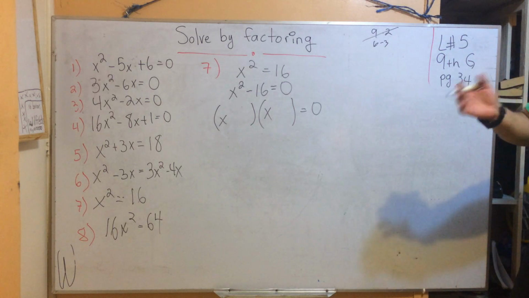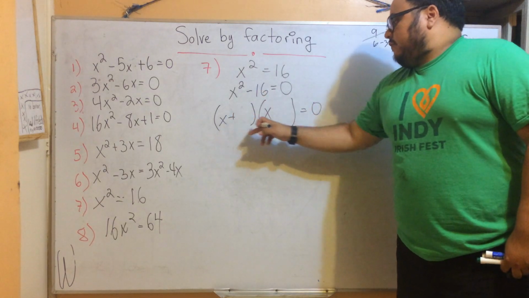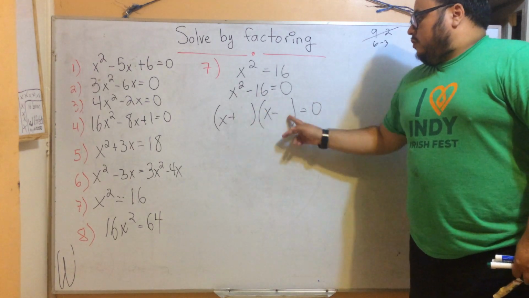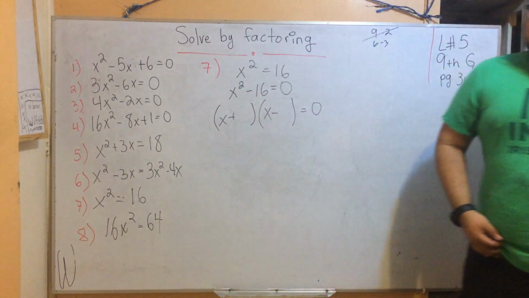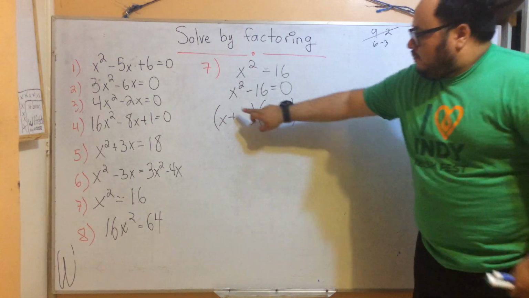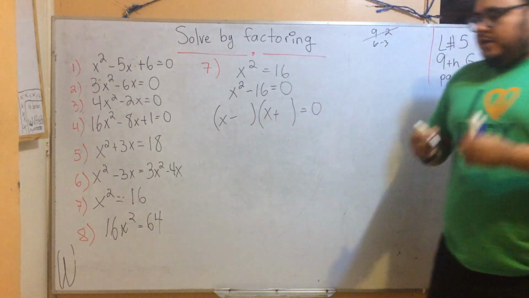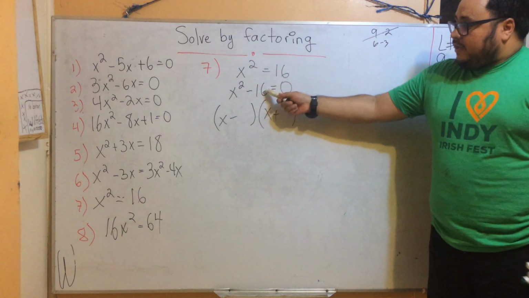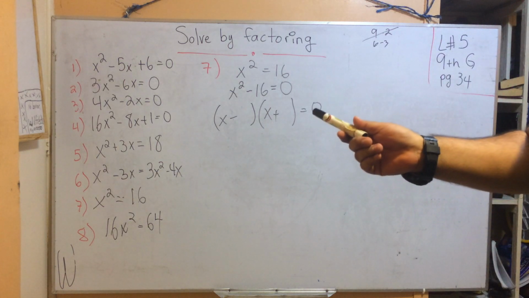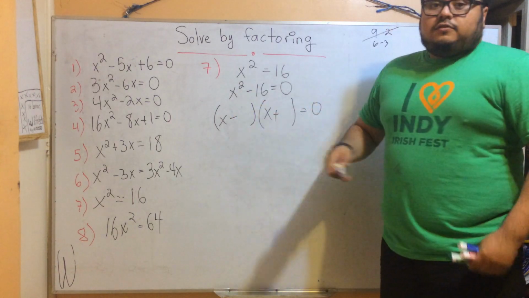Since we only have one sign, that means that this one is positive and this one is negative. Why? Because the multiplication of this number times this number is going to give me a negative answer. So it can be either positive and negative, or we can switch it and say negative and positive. In this type of exercise, it doesn't matter, because we have a negative term here.